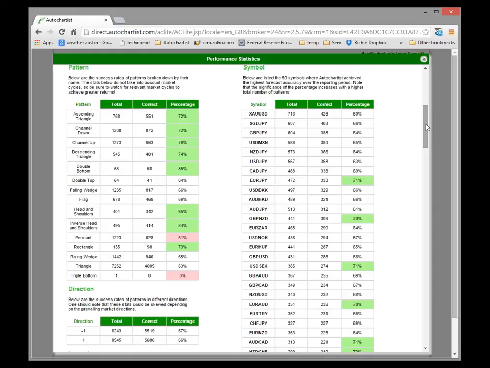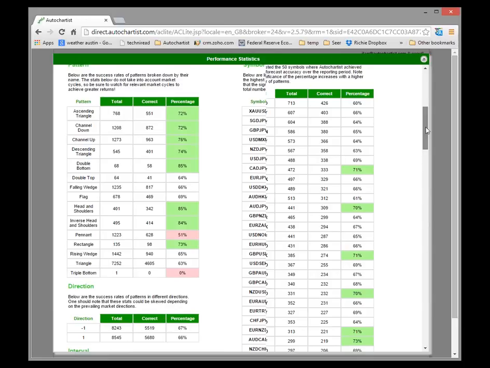Okay, I'll repeat that. The performance statistics are not a measure of how much money you will make using Autochartist. It is a measure of what percentage of the trading opportunities identified by Autochartist hit their forecast level. With that being said, and I hope everybody understands that, I will go back into the performance statistics section so we can look at it in more detail.